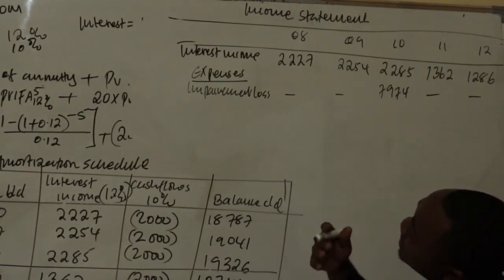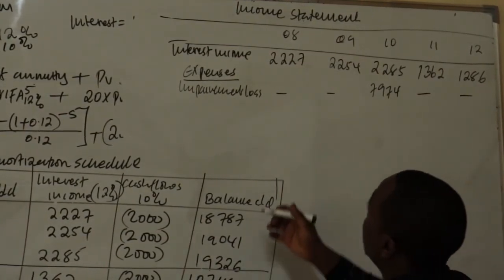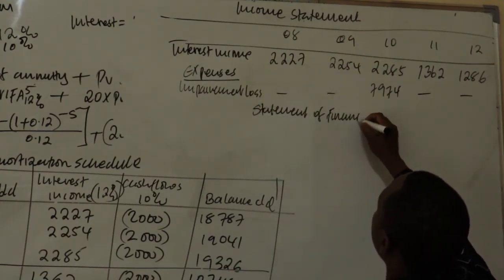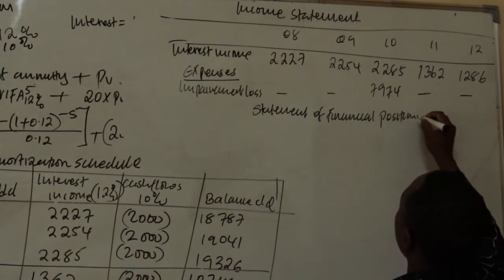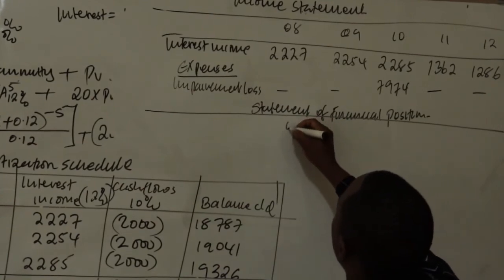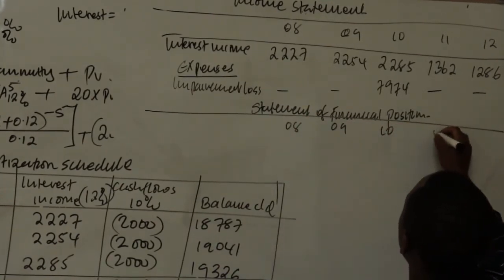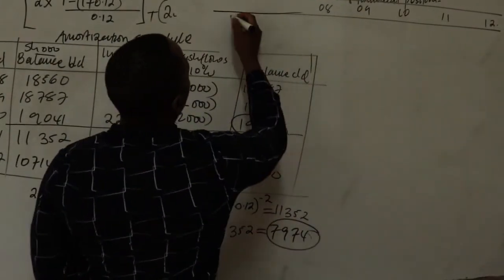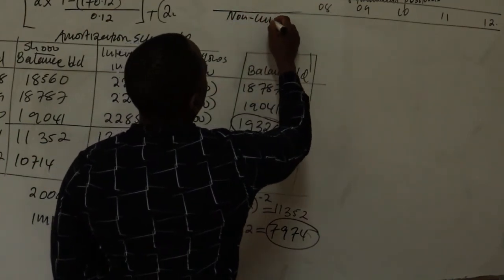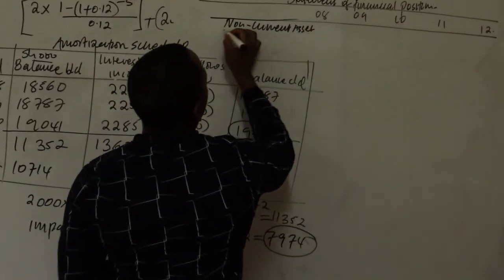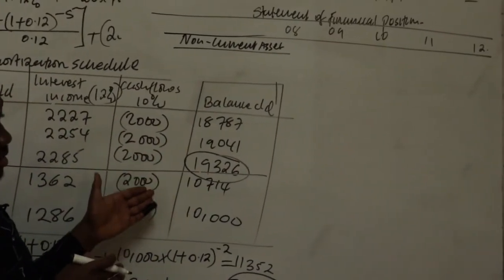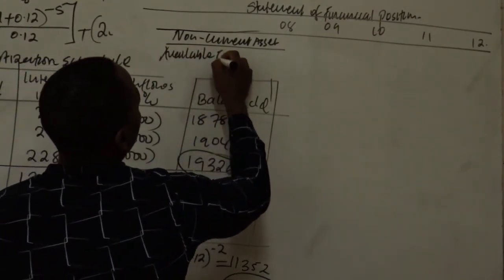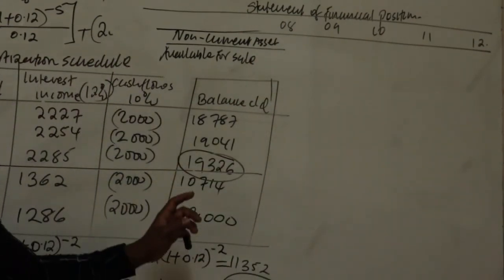Good. So now how will they present the statement of financial position? That's the balance sheet. So to the statement of financial position, this is how they present. So you have 2008, 2009, 2010, 2011, and 2012. So we start with the assets. That's non-current assets. We say that this instrument is long term. You see, it's for 5 years. So that means it's available for sale.